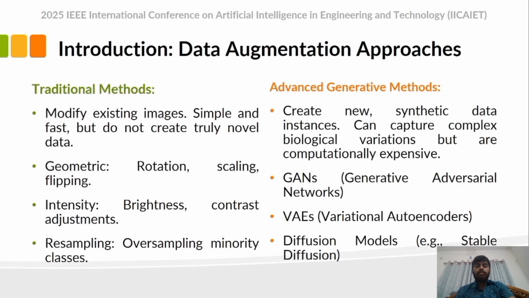To solve this problem of not having enough data, we use a method called data augmentation. Traditional methods are simple, they just modify the images we already have, for example, by rotating or flipping them. This is fast, but it doesn't create any true new data. More advanced methods can create brand new artificial images. These are powerful but often require a lot of computing power and are expensive to use.